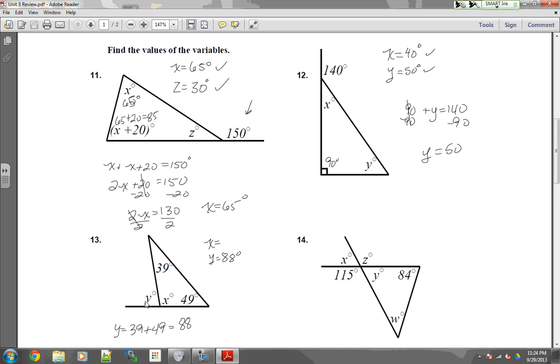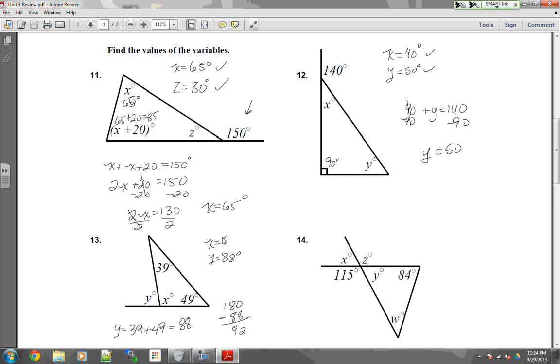All right. As soon as this decides to let me write again, I don't know why this keeps doing this. So you just take 180 minus the 88, and that would give you 92. So x is 92 degrees. You could plug it in and check it, and in fact, it would come out correct.